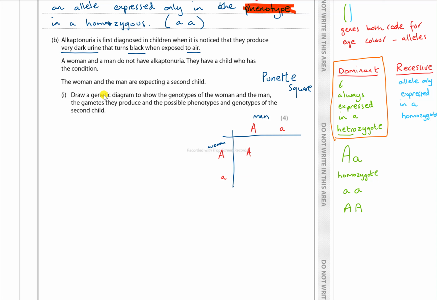Right, so with this you're going to get AA, no alka, AA, no alka, AA, no alka, little a little a, alka. So this is where you're going to have that disease, alkaptonuria, alka. Right. So they do not have alkaptonuria. They have a child who has the condition. So this is the child that's got the condition. The woman and the man are expecting a second child.